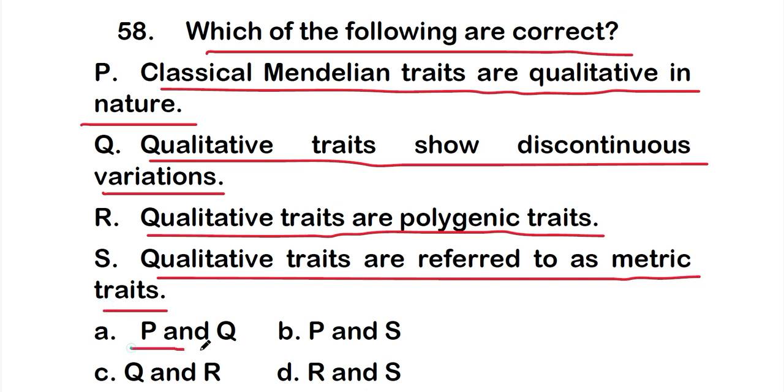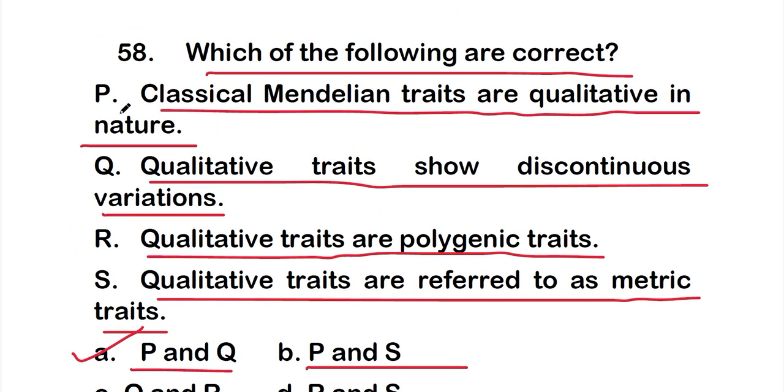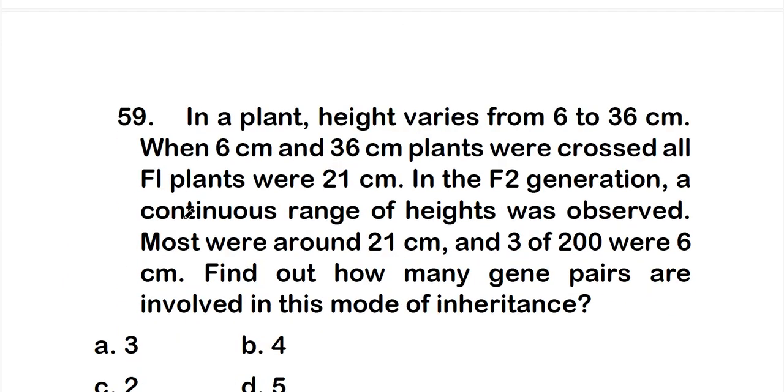Which is the correct one? Option A is P and Q is correct. Option B, P and S is correct. Option C, P and R is correct. Or option D, R and S is correct. The right one is option A, that is P and Q is the correct one. P, that is classical Mendelian traits are qualitative in nature, and Q, that is qualitative traits show discontinuous variation. These two statements are correct. Okay, so the next is question number 59.